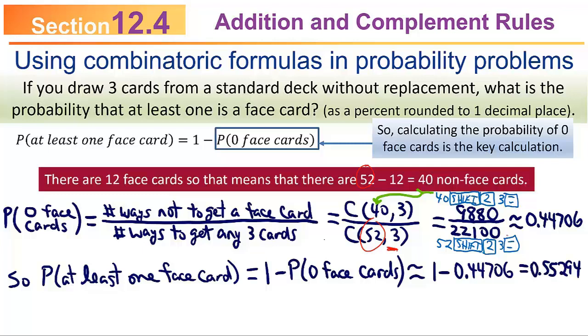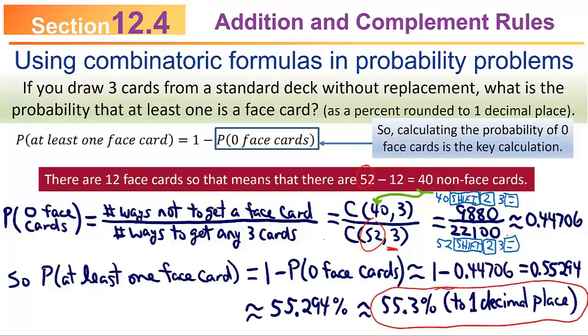To do that subtraction, you get 0.55294. You're still not ready to round because it says to give your answer as a percent rounded to 1 decimal place. So you first change it to percent and then you round. You sort of see now why I'm emphasizing how important it is to carry plenty of decimal places. Now change it to percent, which means you move the decimal place 2 places to the right, and finally you round that to 1 decimal place.